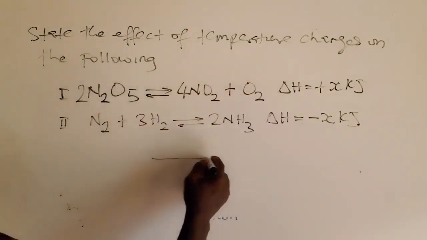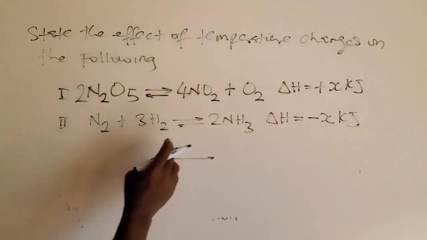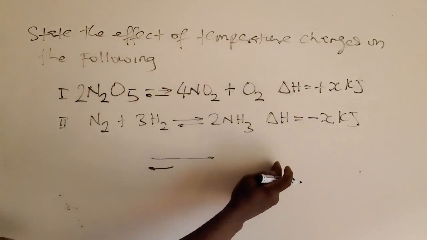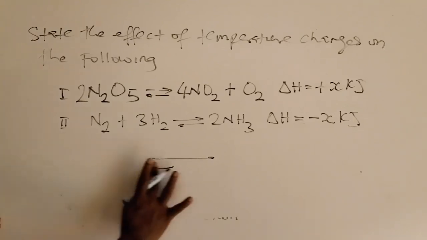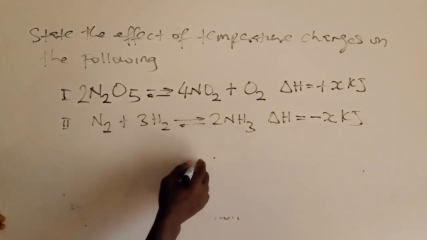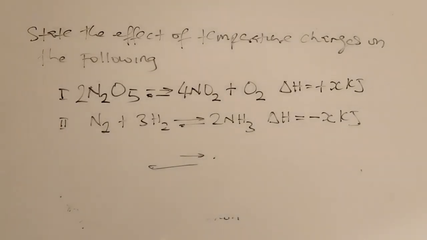The arrow moves like this, the forward reaction. That means you're getting more of the product, or they could shift to the right hand side. So because it's an endothermic reaction that requires more heat, if you decrease the temperature, the opposite will take place. Since it needs more heat, if you decrease the temperature, that means you're favoring the reverse reaction. You now shift to the left, getting more reactant.